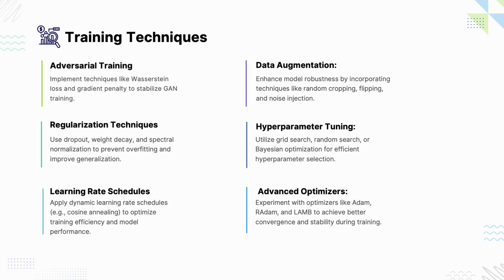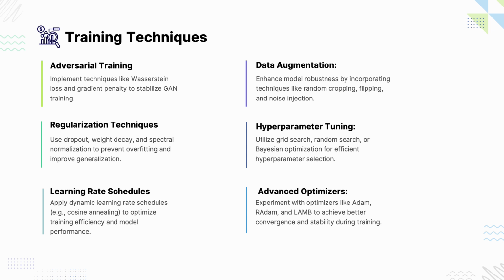Data augmentation is key to improving the robustness of generative AI models. Techniques like random cropping, flipping, and noise injection expand the training data, teaching the model to handle variations and improve its ability to generate diverse and high quality outputs even from limited datasets.